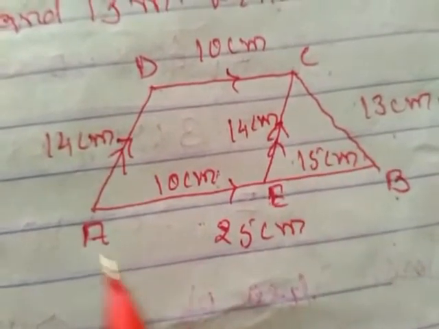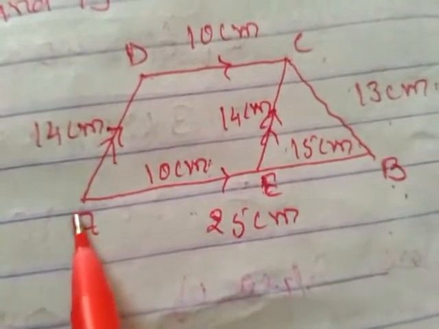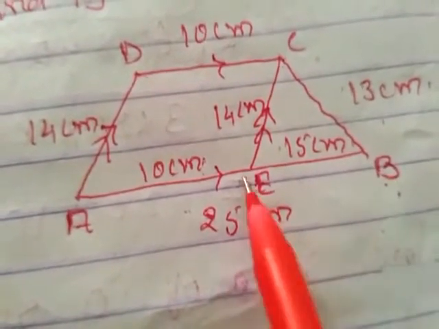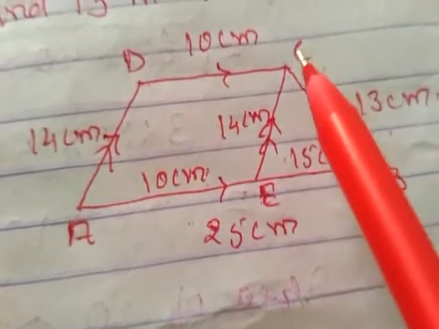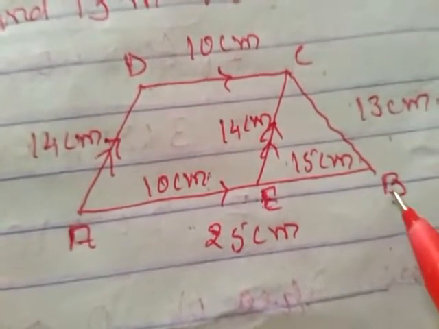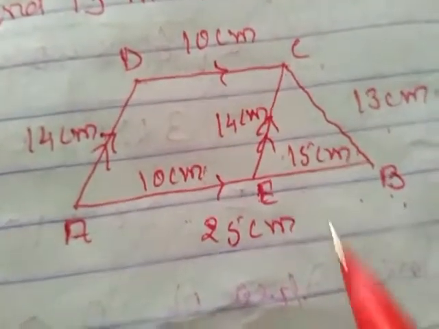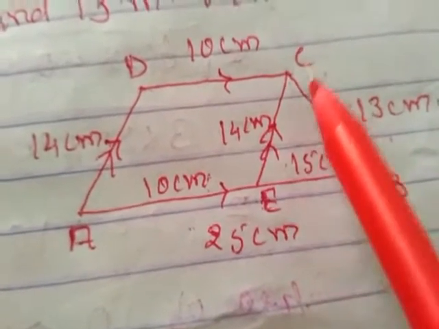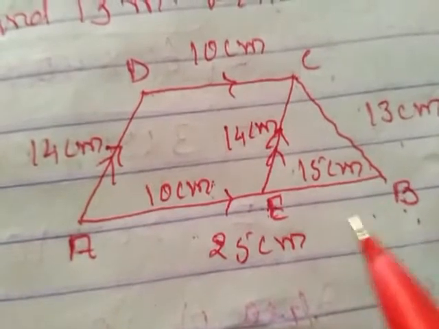Since AB was 25 centimeter and AE is 10 centimeter, EB will be equal to 15 centimeter. Hence, we have all three sides of triangle CEB, that is 13 centimeter, 14 centimeter and 15 centimeter. So we will calculate the area of this triangular part CEB first by using Heron's formula.